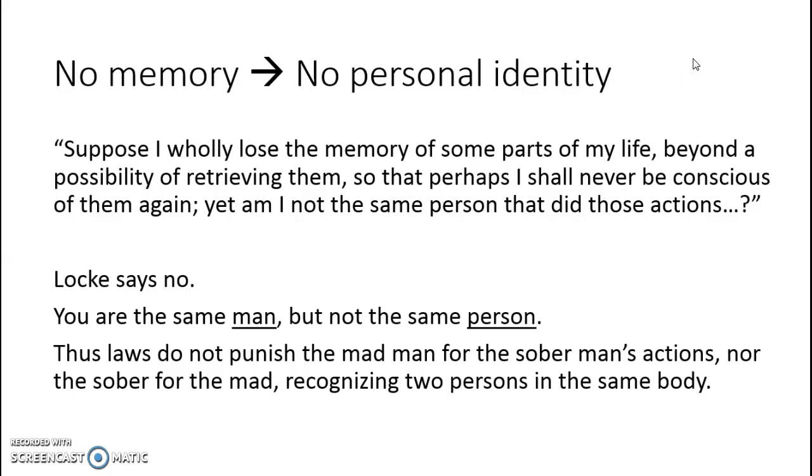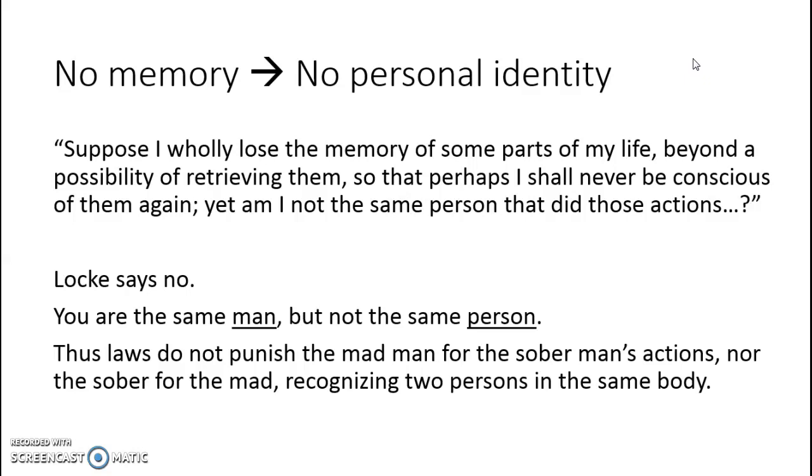And so he says actually that the laws recognize this distinction, because say if you plead temporary insanity, you're not going to be treated the same as if you didn't. He says the laws don't punish the madman for the sober man's actions, nor the sober man for the mad. Because the law, he says, recognizes that two persons have existed in the same body. The sober man is not the one who committed the crime. That was the crazy person. So we shouldn't punish the sober person for what he didn't do.